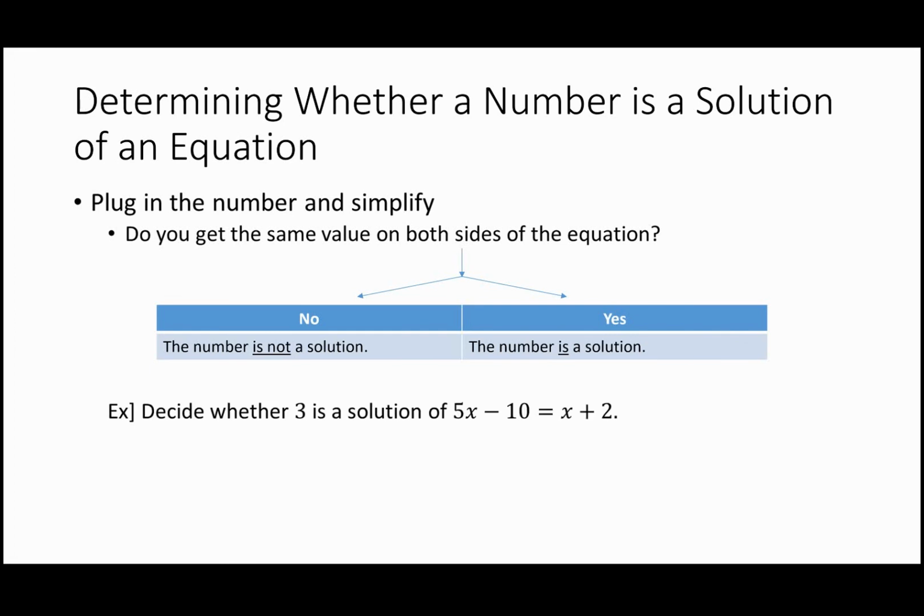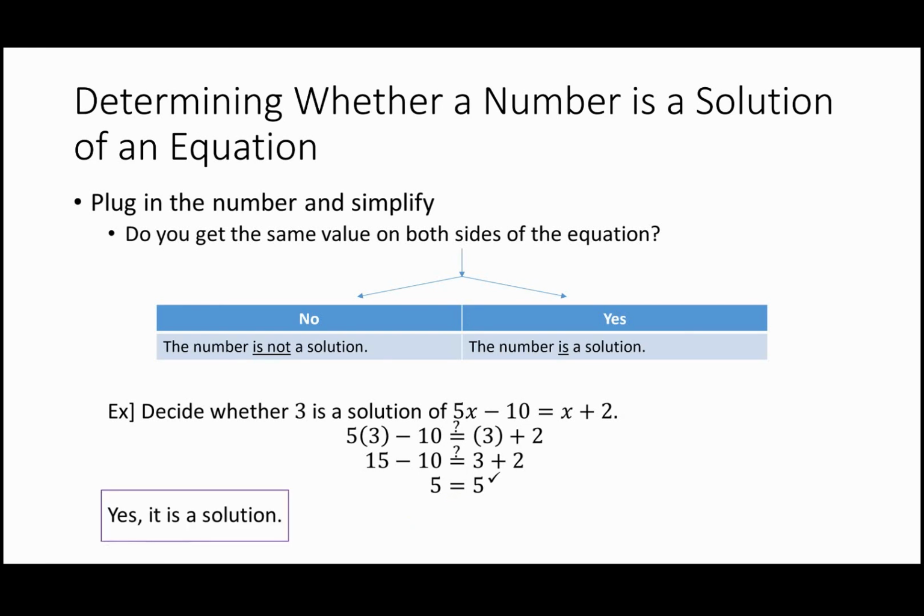Okay, so let's go ahead and do a quick example. Let's decide whether 3 is a solution of 5x minus 10 equals x plus 2. So, plug it in. Notice that I have a little question mark above my equal sign. That's not standard notation. I just like to put that in there when I'm not sure if the two sides are equal. I'm investigating this. So we'll simplify, and then notice, look at this. We have the same value on both sides of this equal sign. So it is indeed a solution, right? And by it, of course, I mean the value of 3 that we plugged into the equation.